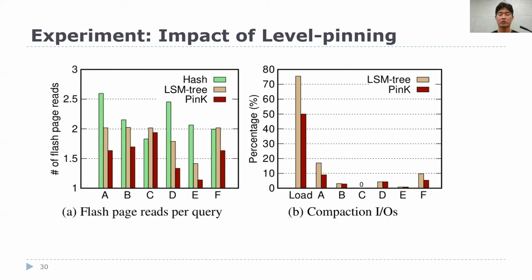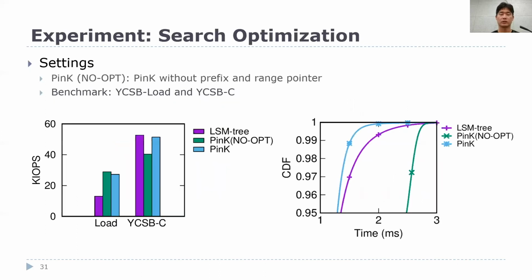The right graph illustrates the ratio of compaction I/O out of total I/O. PinK does not issue read and write requests to flash when it compacts pinned levels, so the ratio of PinK is much smaller than LSM-tree.